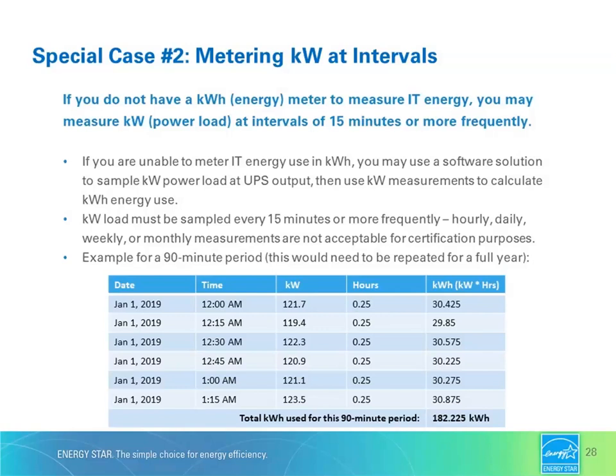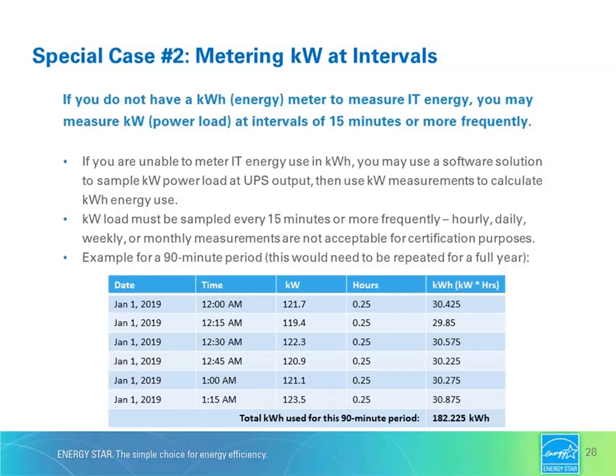While data center loads are typically fairly constant, it's important to make sure that's the case by sampling at least every 15 minutes. An example of what this might look like is shown here, just for a 90-minute period. For that 90-minute period, each sampled reading represents a 15-minute window. So in this table, that 12 o'clock reading represents the window 12 to 12:15, and the final reading represents 1:15 to 1:30. What we can see here is all the readings are somewhere around 120 kilowatts.